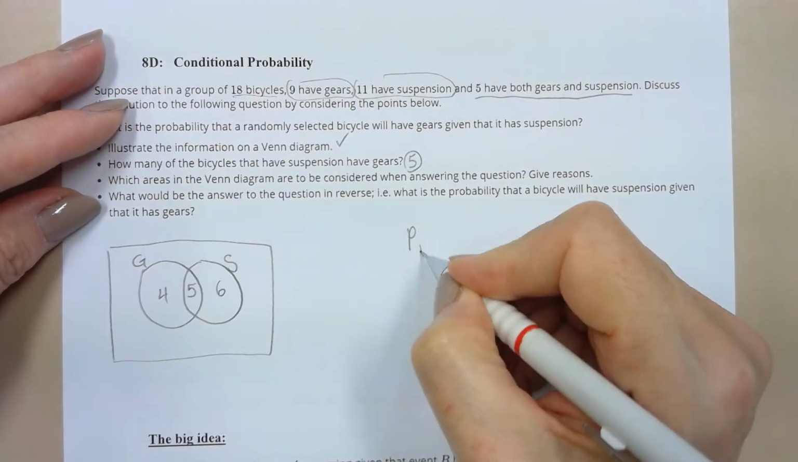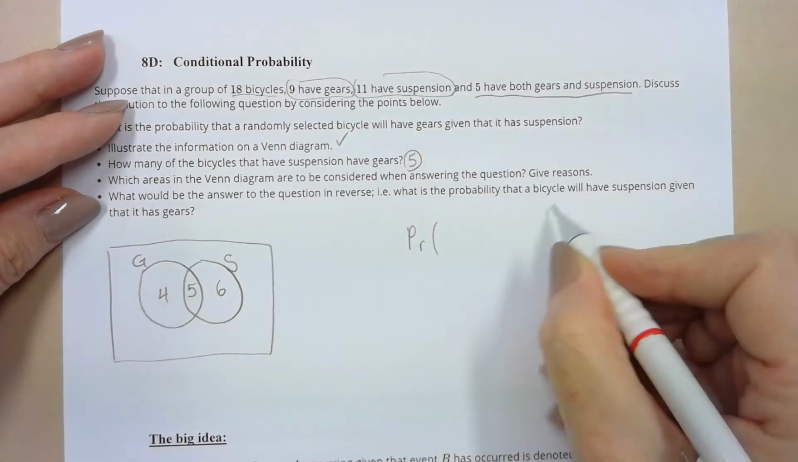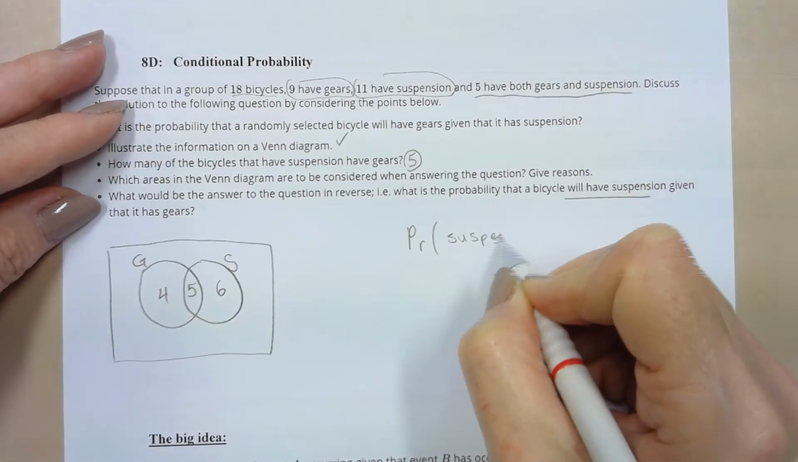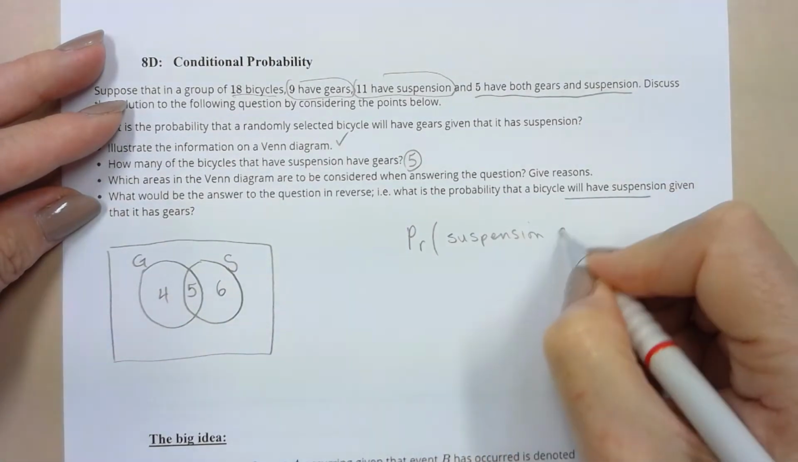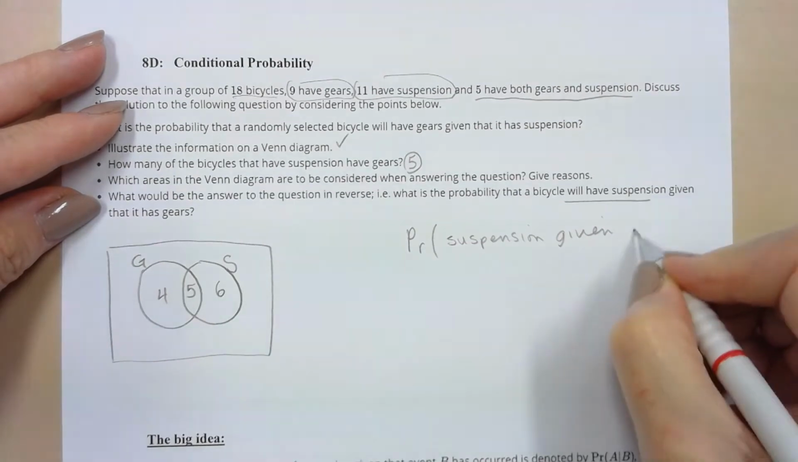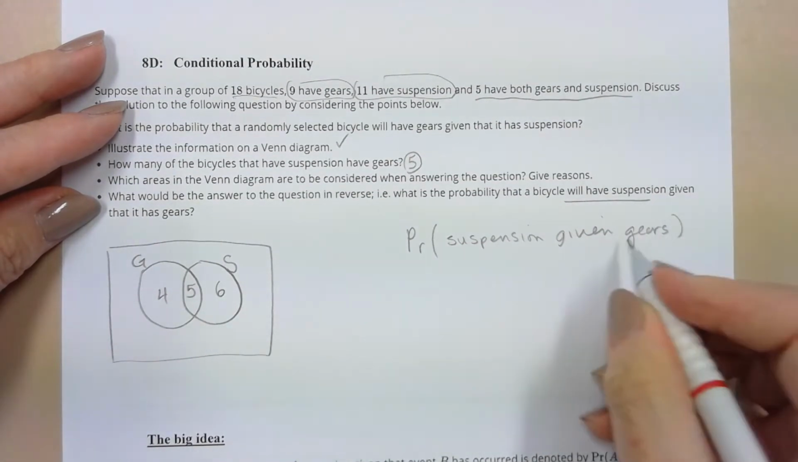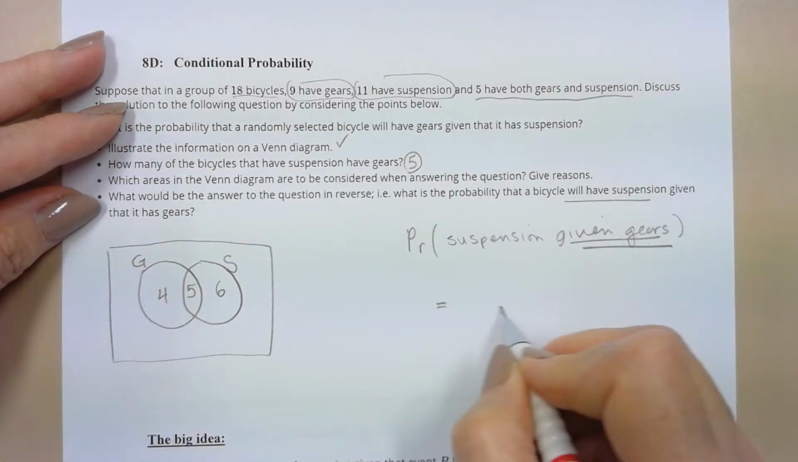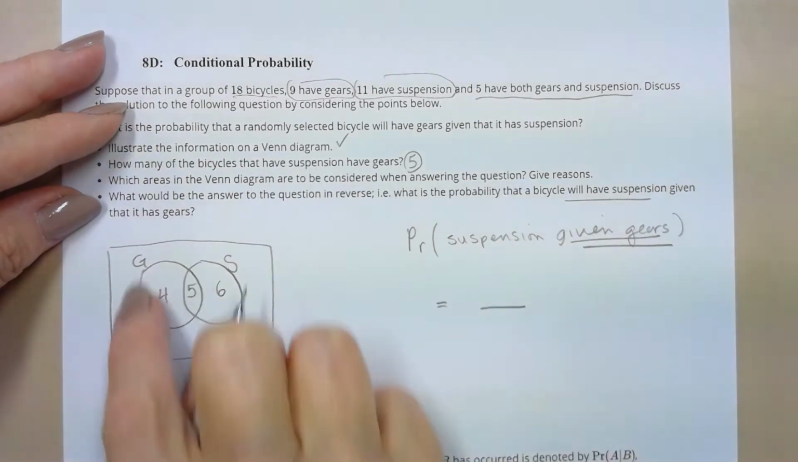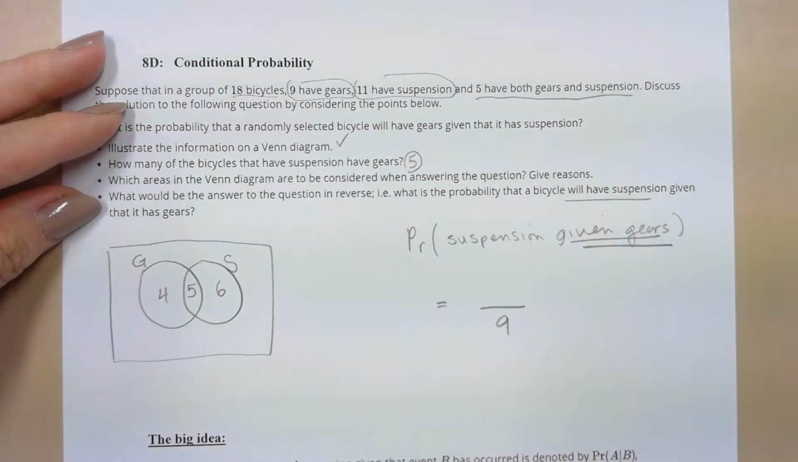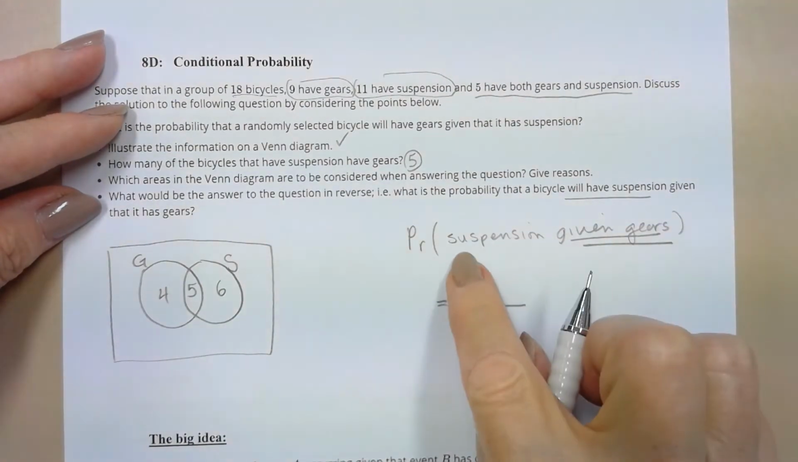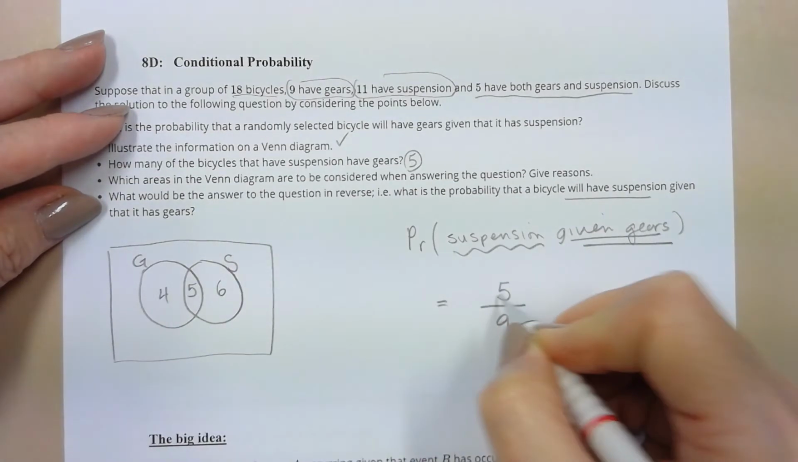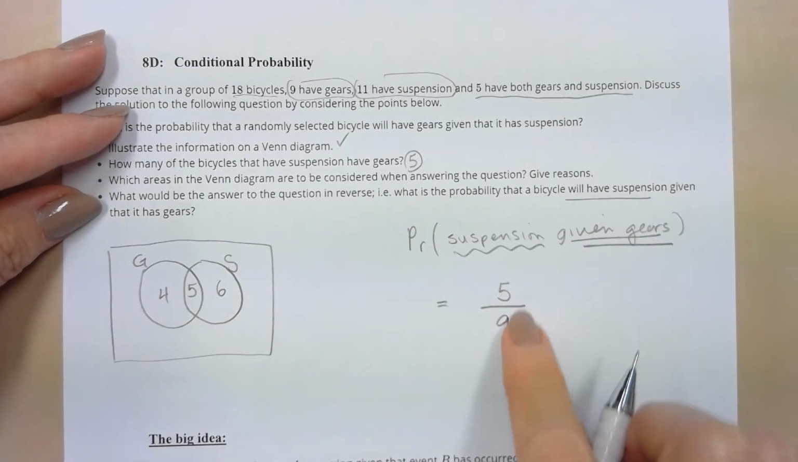What's the probability that a bicycle will have a suspension given that it has gears? This is how this works. Given that it has gears becomes the denominator of this problem. So all the gears go under here, the number of gears. And the ones that also have a suspension go on top. So the probability of suspension given gears is 5 over 9.